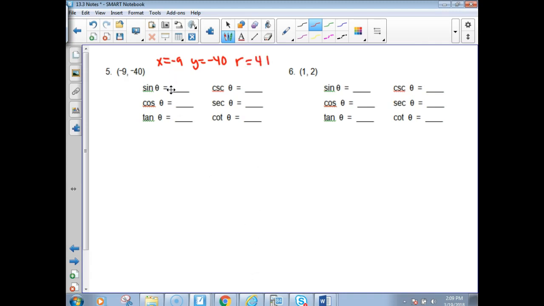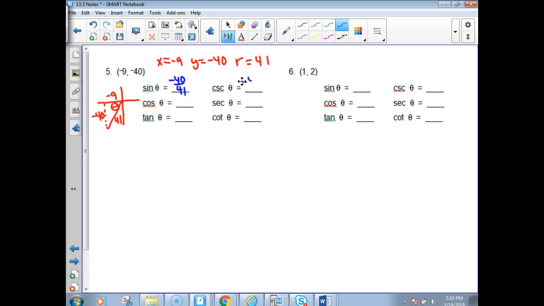Okay, careful with your signs. So sine theta, oh, I didn't draw where this is. What quadrant are we in? Yep, 3. You got negative 9, negative 40. I know these aren't to scale. And not that you have to draw it. You do not have to draw it. I just thought it's easier for some kids to get used to why it's y over r. So negative 40 over 41.